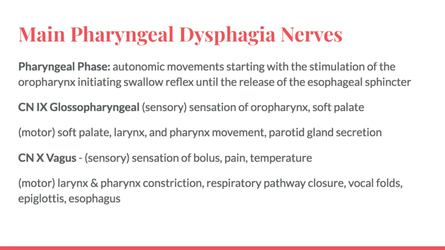The sensory components of these two nerves mainly assist in swallowing, with the sensation of pain and temperature, making sure the bolus is chewed correctly and there's a safe passage through the pharynx. And the involuntary motor movements assist with the constriction, release, the closing of all the respiratory pathways, the soft palate rising, closing the velum, and the epiglottis covering the trachea.